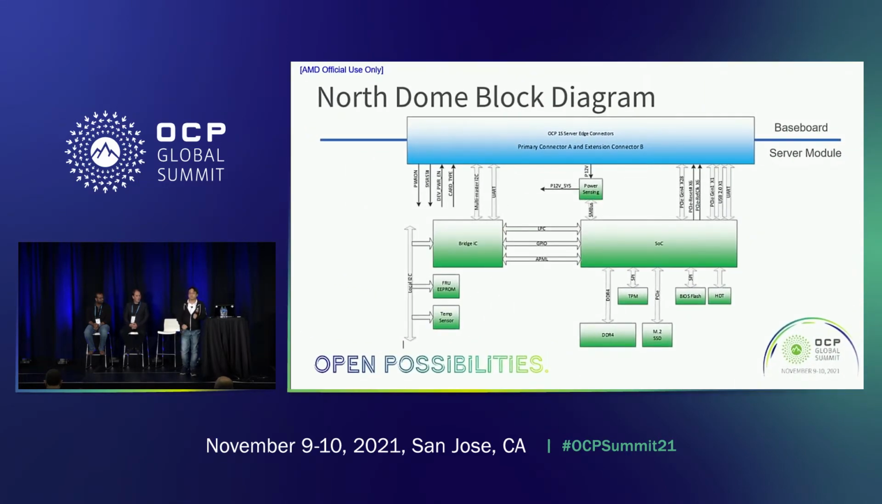A little bit more detail about the North Dome block diagram. I will highlight the key features. How do we know whether what is plugged into the baseboard is a server card or a device card? It comes through the card type communication. But how do we know whether this is an AMD or something else? It's based on the bridge IC. You will communicate with the BMC to know about that.